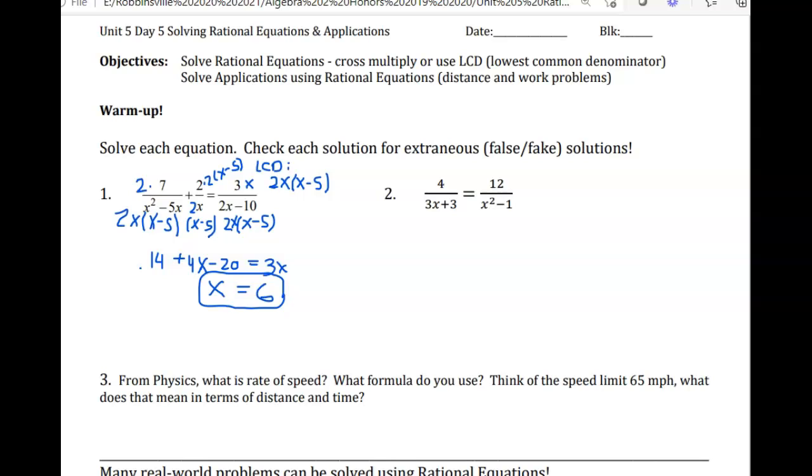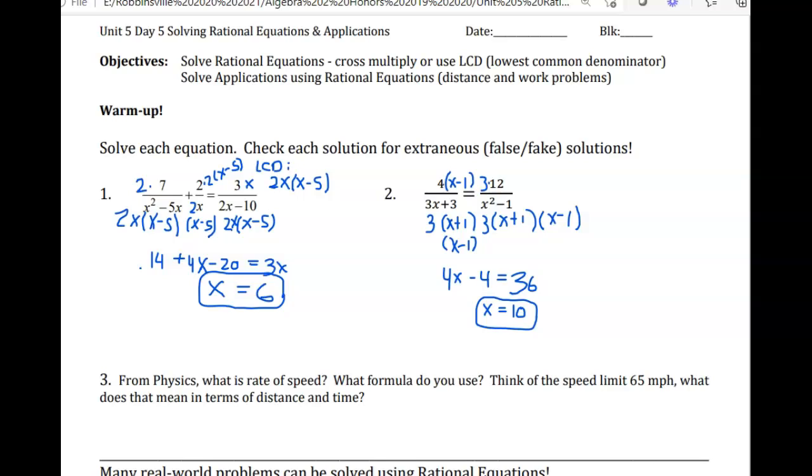And number 2, that one's easy to cross multiply, or you could factor and use the lowest common denominator method. Okay, and for number 2, you should have gotten x equals 10. I used the lowest common denominator method. If you cross multiplied, then you had to factor and exclude the x equals -1, because that would make your denominator equal to 0. And you should still get x equals 10.